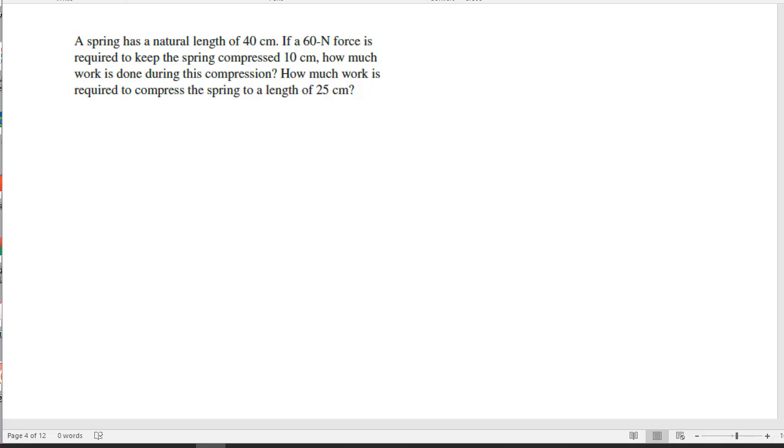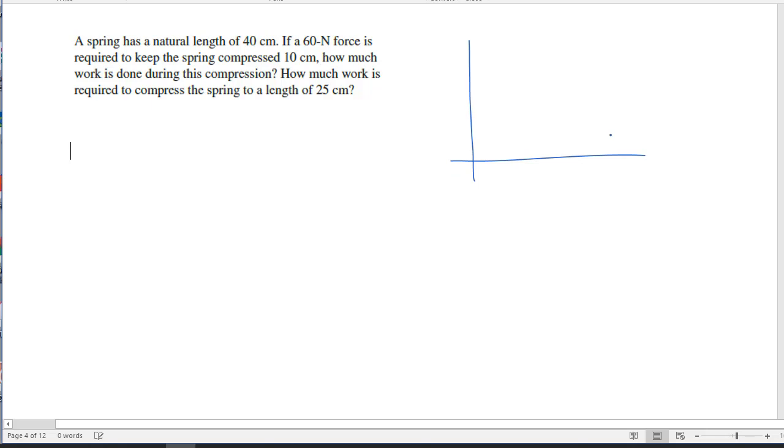All right, now that you've unpaused the video, how'd you do? All right, sounds good. Let's take a look at this together, and let's check your work. So again, I'm going to visualize the situation. I'm such a visual learner. So here's my scenario, and I have a spring that has a natural length of 40 centimeters.